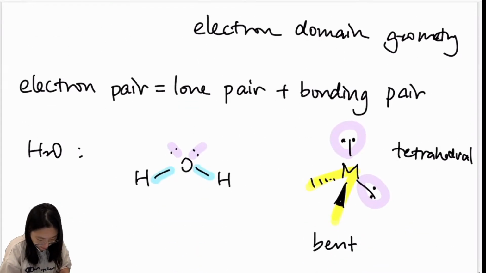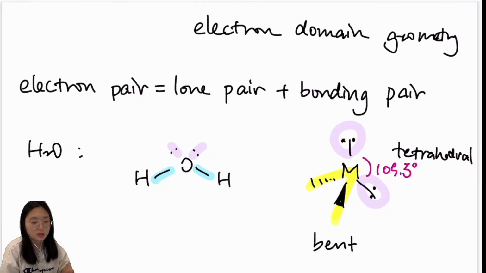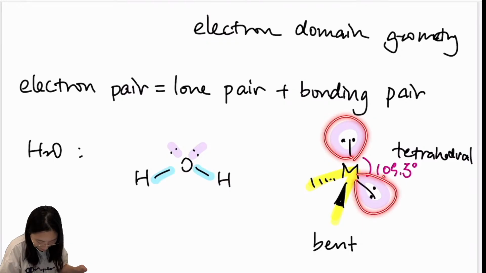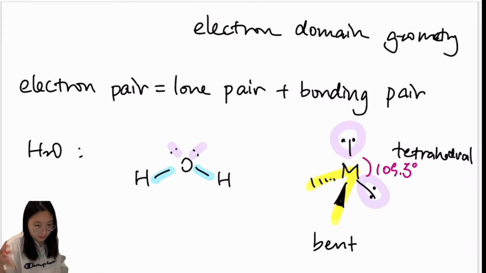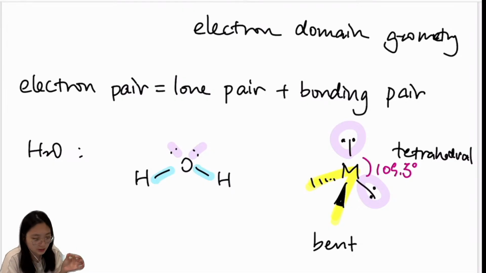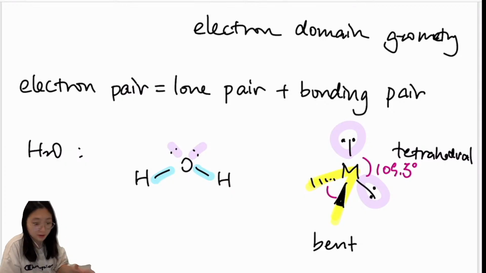And then for the bond angle, for a regular tetrahedral structure, the bond angle is 109.5 degrees. The thing is, lone pair electrons exert a little bit greater force than the bonding pairs. They repel each other a little bit stronger. So when you have two lone pairs, they push the bonding pairs closer to each other, but only slightly, only by a very small fraction. So the bond angle will be slightly less than 109.5.